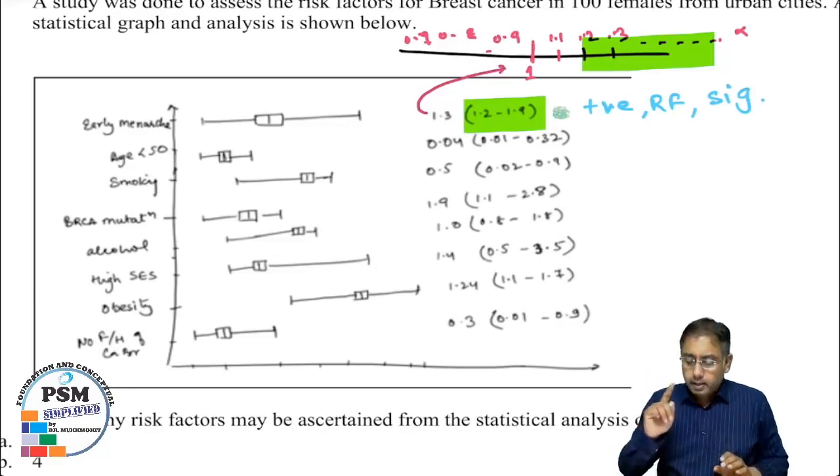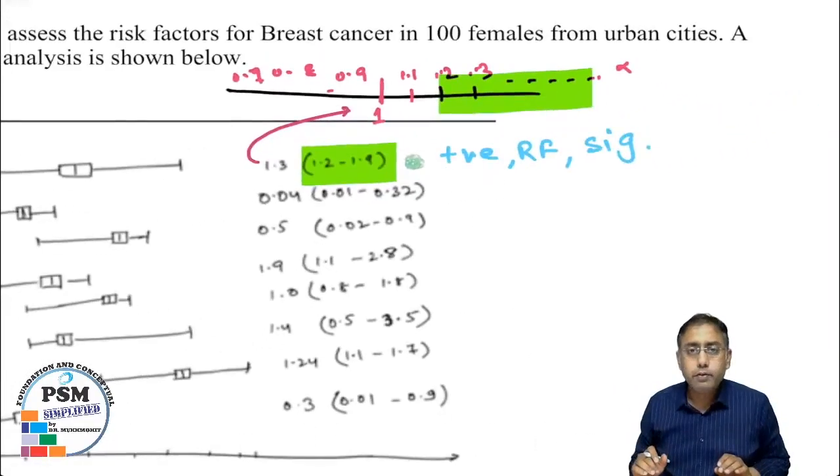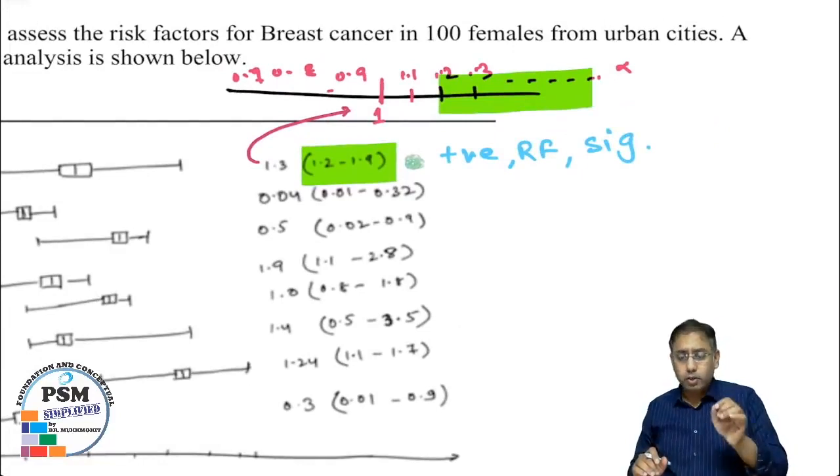First line number two, can you just zoom in and see it? If you just zoom in and see it, the odds ratio of whatever it was, it is 0.04.